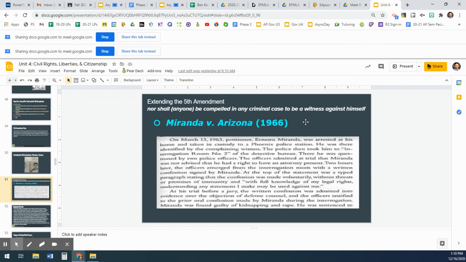So this is why we have today those Miranda rights, where when the cop arrests you, he says you have the right to remain silent. Anything you say can and will be used against you in a court of law, et cetera, et cetera. Those Miranda rights come from this case because the court held that yes, people need to be made aware that they don't have to testify against themselves.